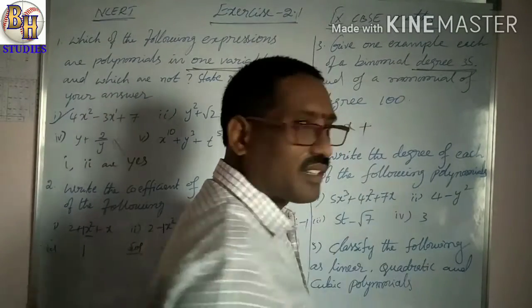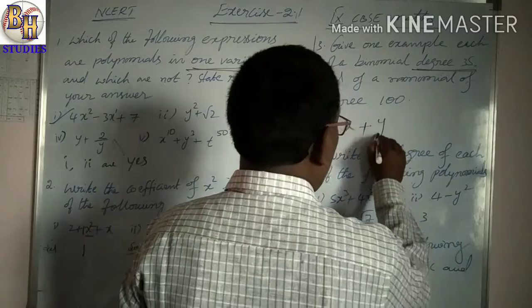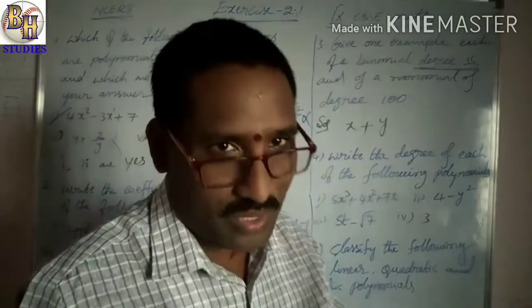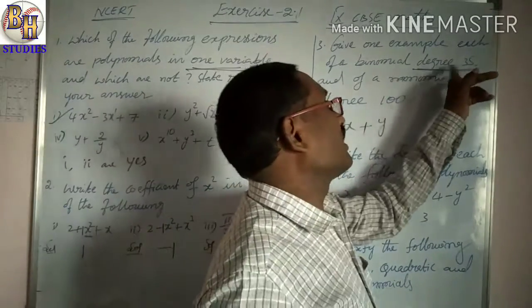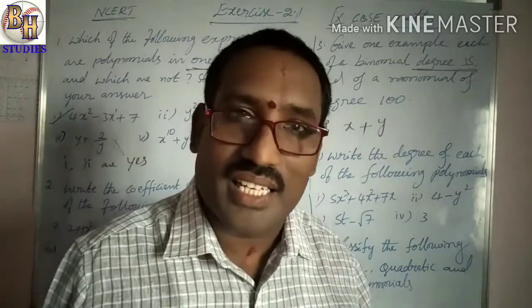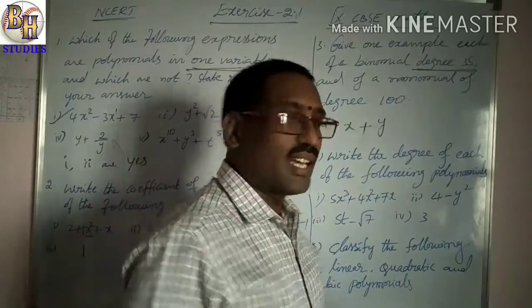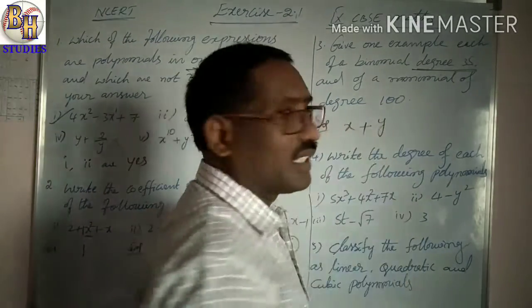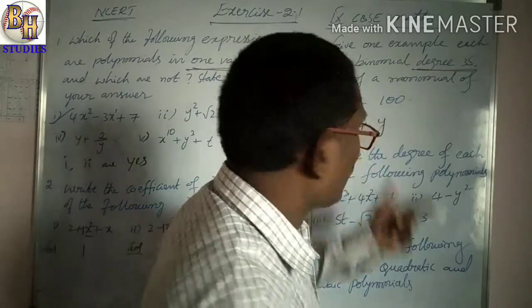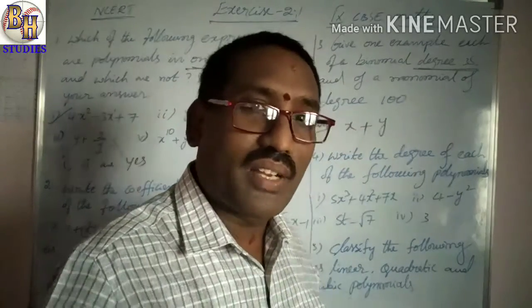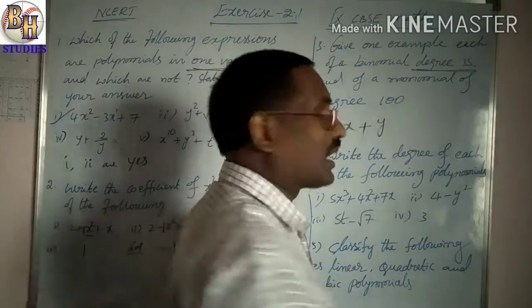x plus y. This is a binomial. But what is asked here? Degree 35. Here, what is the degree? x power 1, degree 1. Here y power 1, degree is 1. But 35 is asked, so you can keep any one term with degree 35, that is enough.